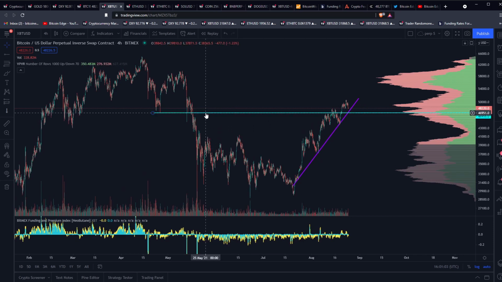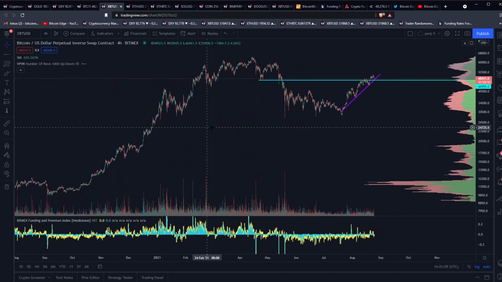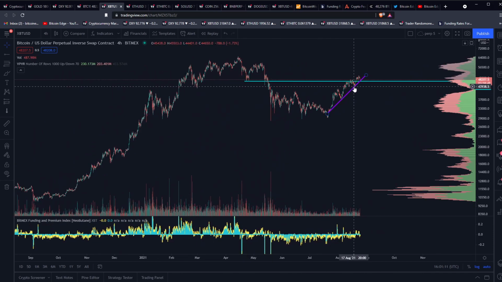And for me, it's all about 47, 48k. This area right here is where it's all about. If you do not hold it, then it's very clear support is at 44k, these lows over here, and after that, it's basically 42k.